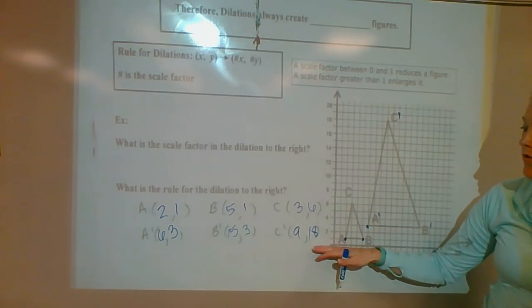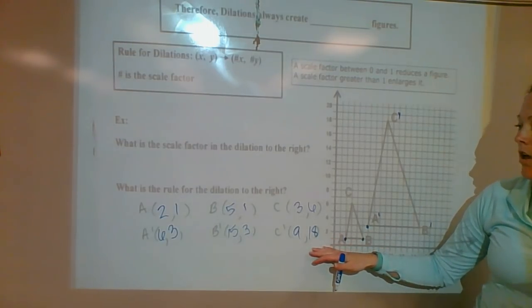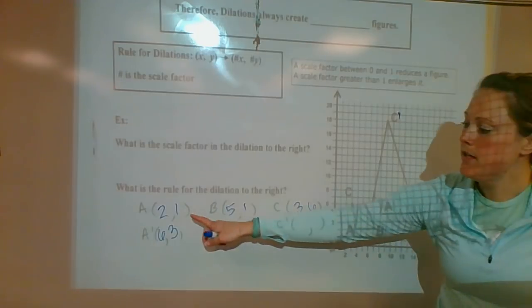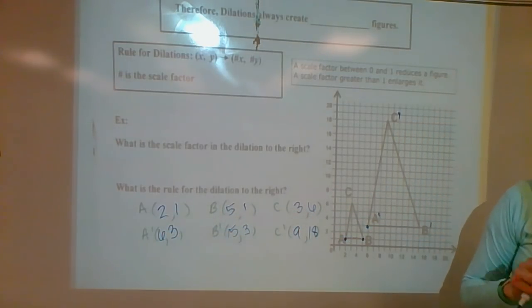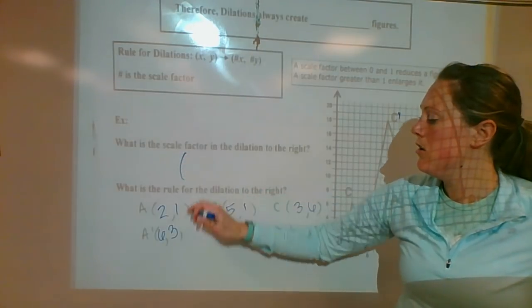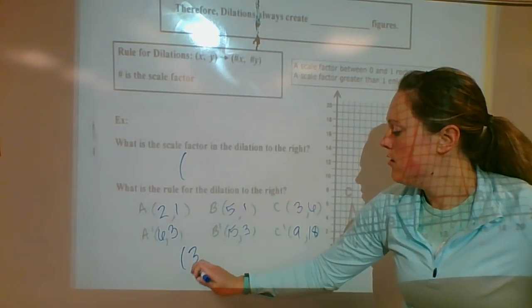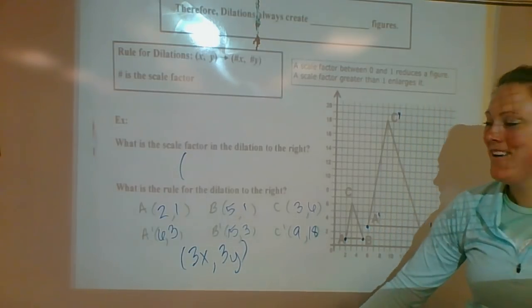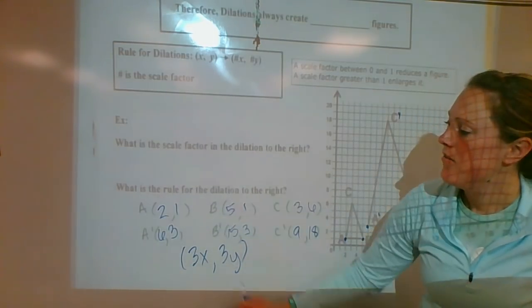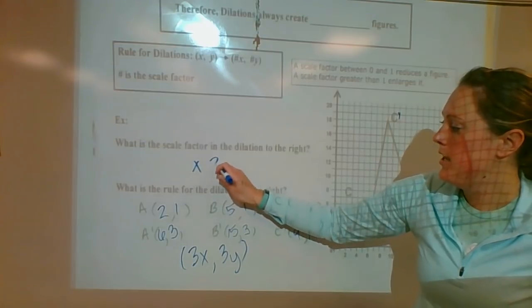So it's up to you if you'd like to write down all those ordered pairs to help you. The important thing to note is that every time, what happened to my x's and y's? Both the x and the y both got times by 3. So you'll see it written as 3x, 3y. For my scale factor though, it's okay to just say times 3.